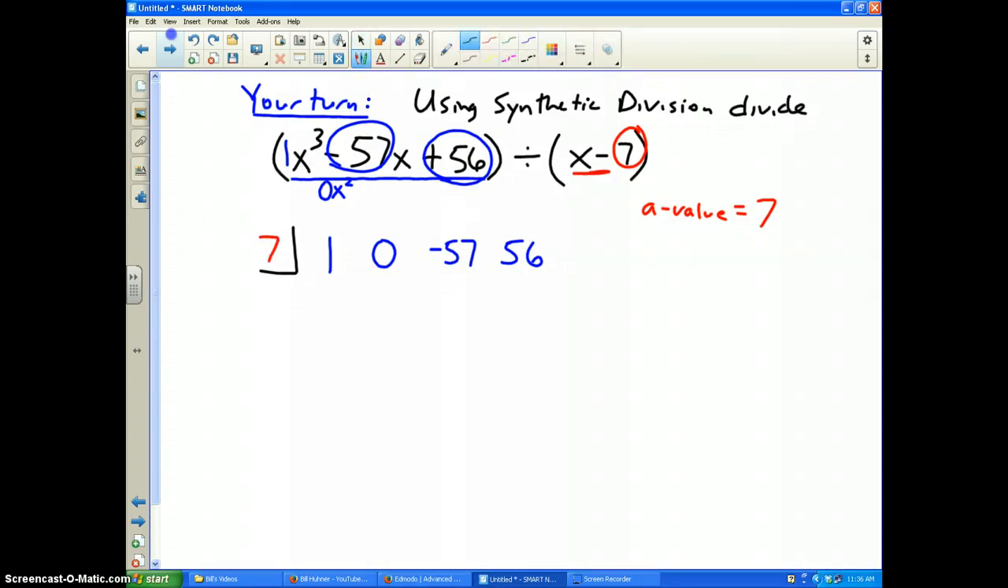I'm going to draw my line, and I'm going to bring down my first number, which is 1. And again, I multiply those two numbers. 7 times 1 is 7. I put it under the next number, and then I add. So I get 7.